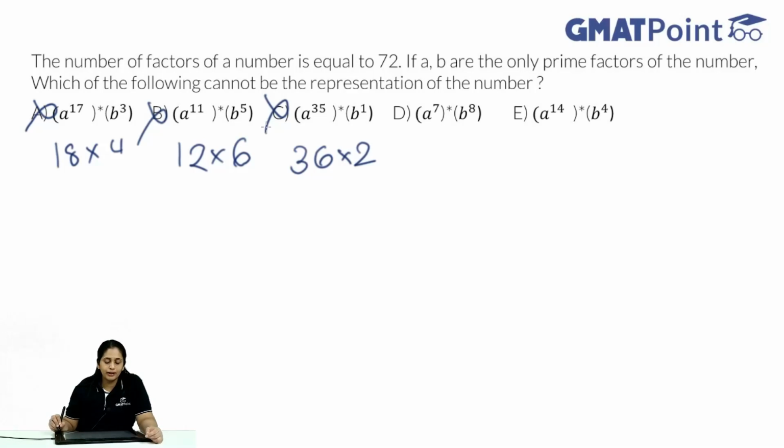This would be a fair representation of the number. a raised to 7 and b raised to 8. So 7 plus 1 is 8, 8 plus 1 is 9. 8 into 9 is 72. So this also fits the given criteria.